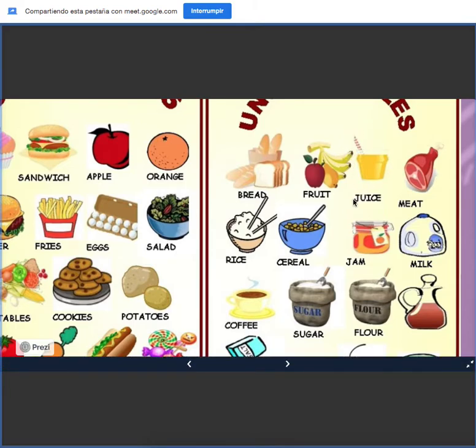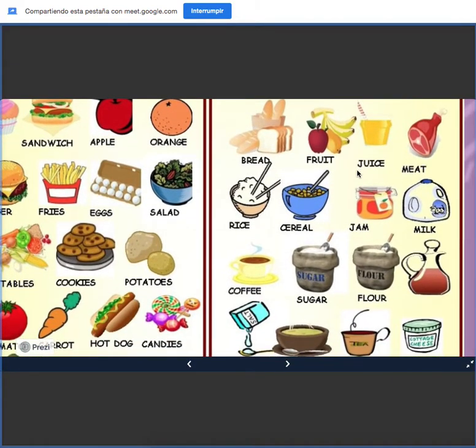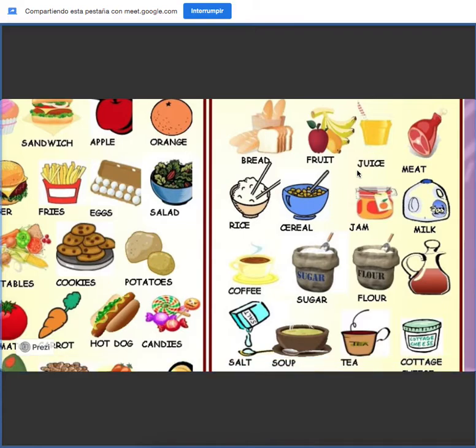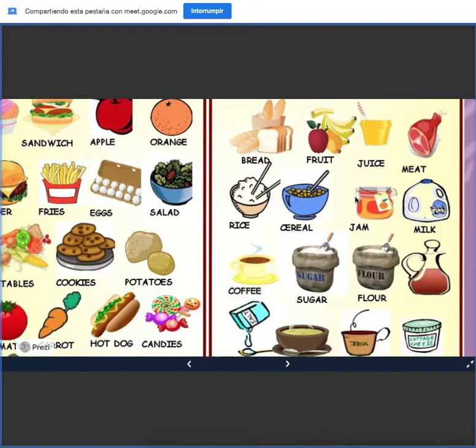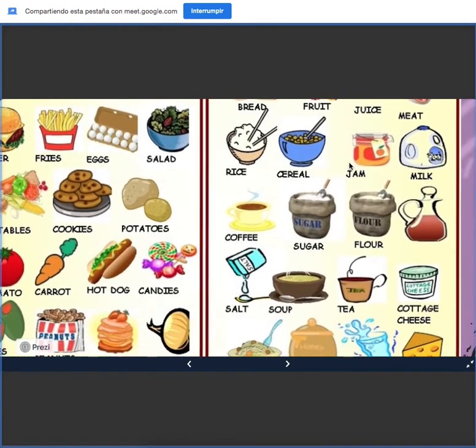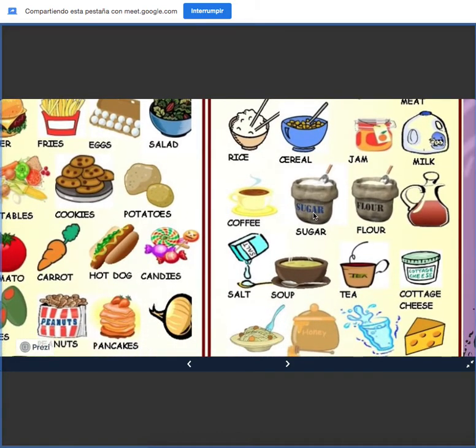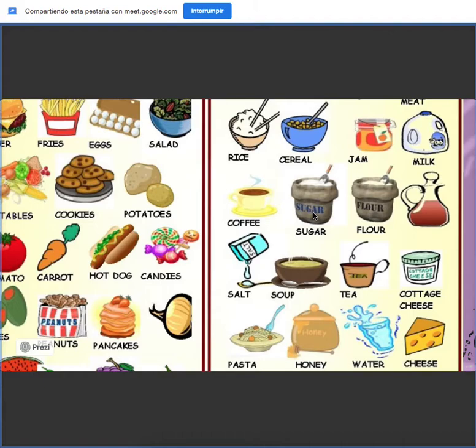In the case of juice, you can't count juice because it's liquid. Think about this. Usually liquid things are uncountable. Usualmente las cosas líquidas no las puedes contar, okay? Think about it. Meat, you can't count meat, no puedes contar la carne. You can count, for example, the amount, like the kilograms and so on, but not meat.